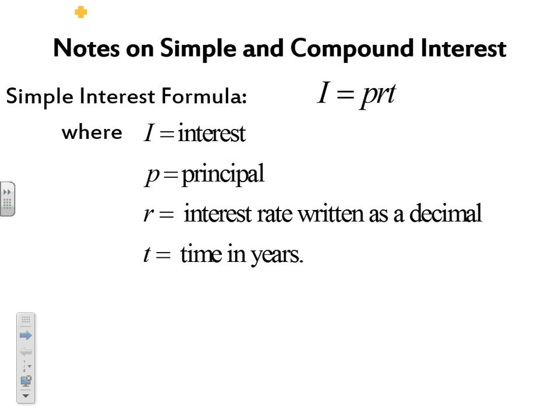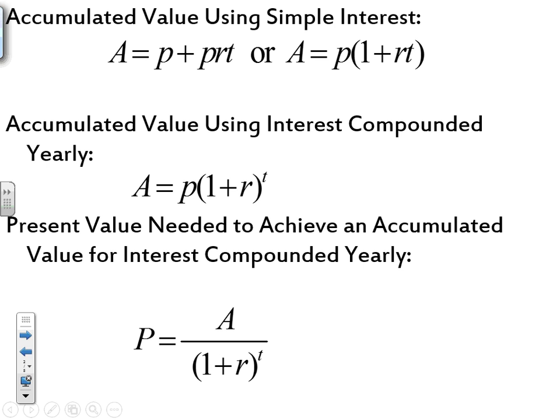Now, there are common variables that we're looking at here. I is interest, the lowercase p is principal, lowercase r is the interest rate written as a decimal. So let's say we had 7.5%. Well, as a decimal, that would be 0.075. So keep that in mind when you're doing your work. And t is time in years. So the simple interest formula, P times the rate times the time, would be telling you what the interest would be.